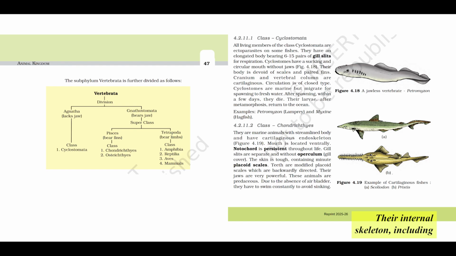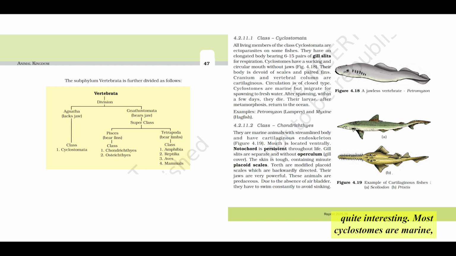Their internal skeleton, including both the cranium, skull, and the rudimentary vertebral column, is entirely cartilaginous, not bony. They possess a closed type of circulatory system with a two-chambered heart. And their life cycle. You mentioned migration. Yes, their life cycle is quite interesting.